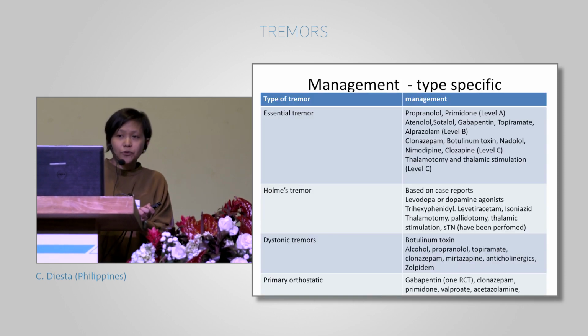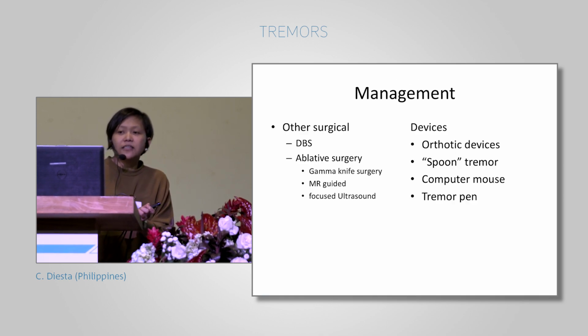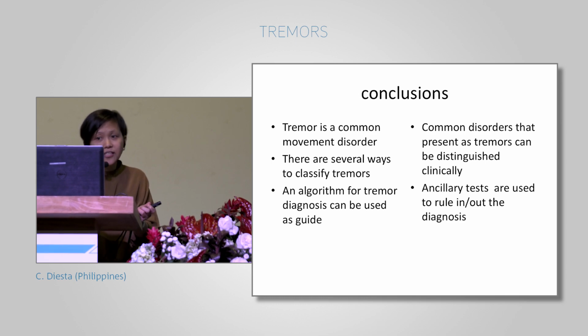So I have 2 slides on the management. This is a table outlining some of the management or the medications that can be used for specific types of tremor, such as essential tremor, Holmes tremor, dystonic tremors, and the primary orthostatic tremors. And with that, there's as well other surgical management. And I just want to be very sure to mention that there are devices that can be used to help these patients.